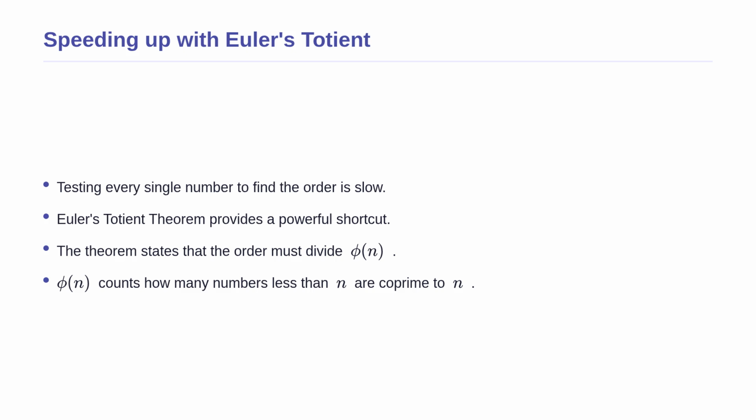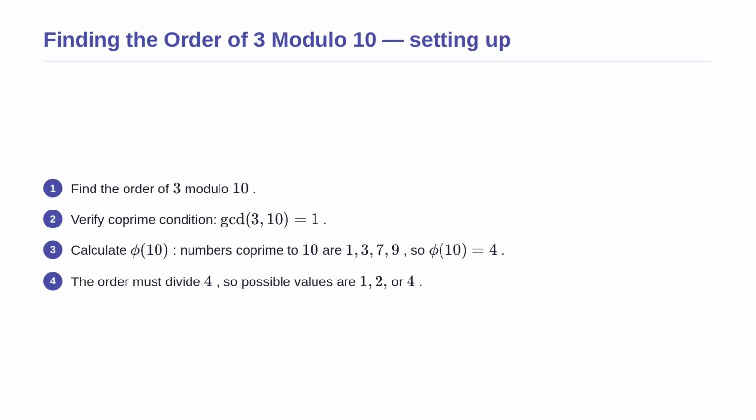It tells us that the order must be a perfect divisor of Euler's totient function, represented by the Greek letter phi. The totient function simply counts how many positive integers less than n are co-prime to n. By finding this value first, we drastically reduce the number of calculations needed because we only have to test the divisors of phi rather than guessing blindly. Let us apply this shortcut to a new example.